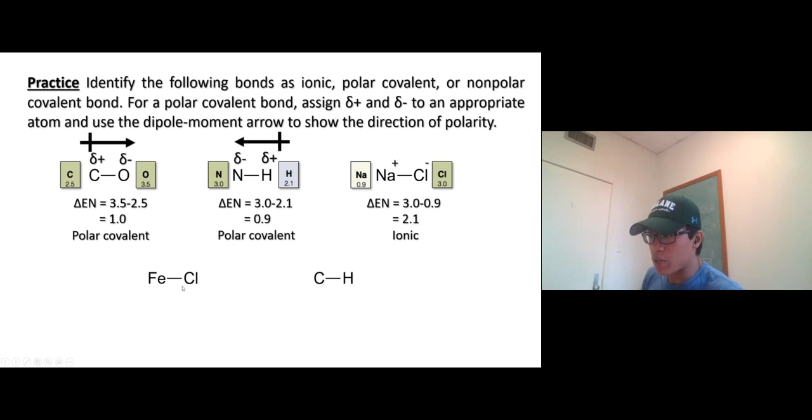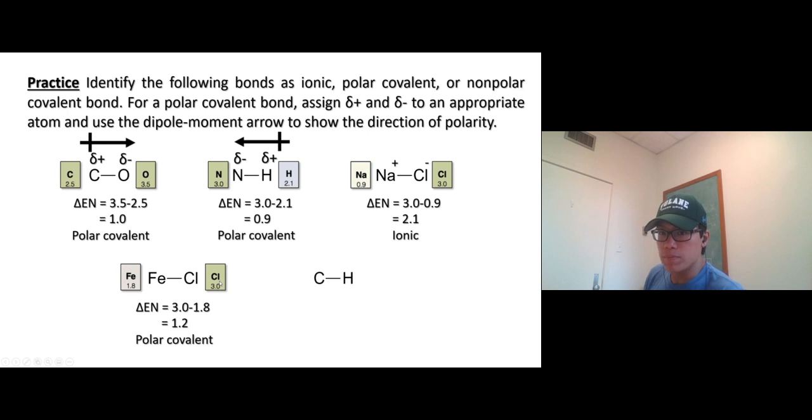Next one, we have iron and chlorine. Iron is 1.8, chlorine is 3. The difference is 1.2, so this is a type of polar covalent bond. Really? Metal and non-metal. Remember when we talk about metal and non-metal, what type of bond is that? That's an ionic bond, right? But from the electronegativity cutoff, this is a polar covalent bond.